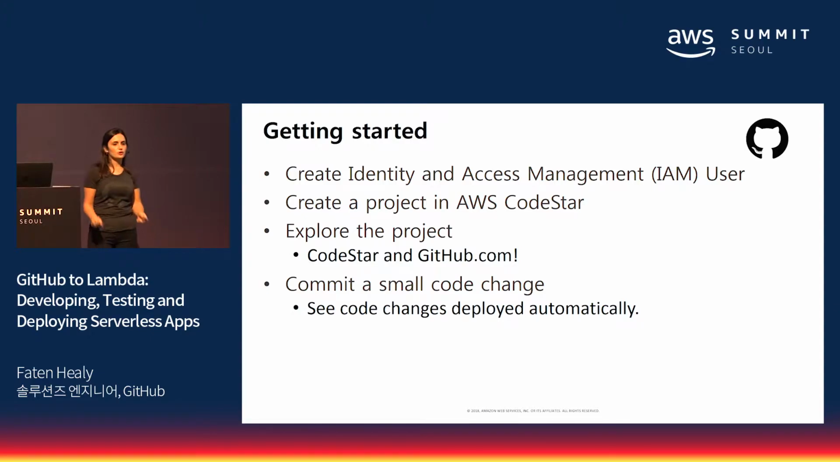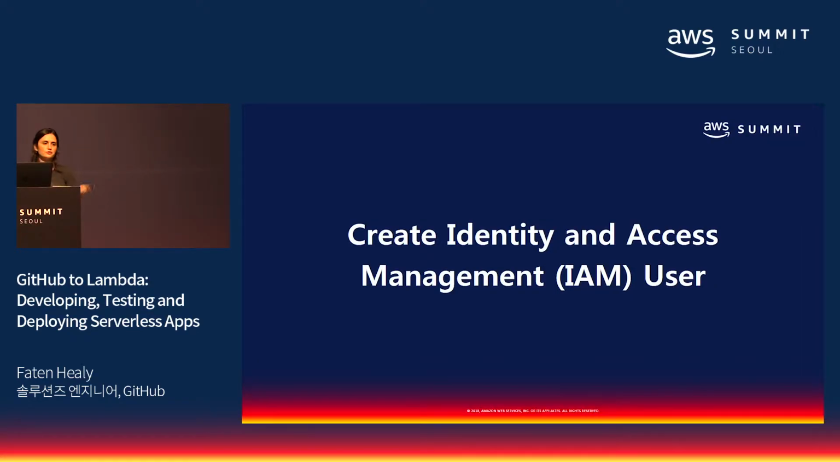And then after that, we're going to make a small code change to the GitHub repository and see how that change will get deployed automatically, to make sure that the integration between github.com and AWS CodeStar is working properly. So let's get started. The first step, we are going to create the identity and access management user.